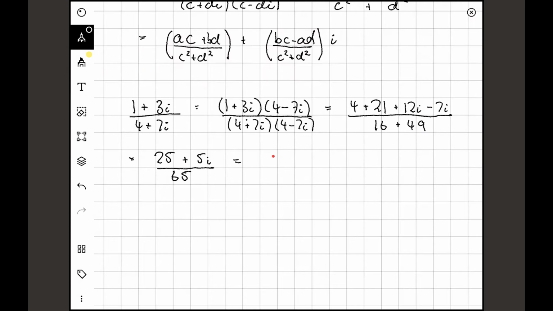And that's all we need to know about complex numbers for now. In our next one, we'll start looking at what's called the polar form of complex numbers.